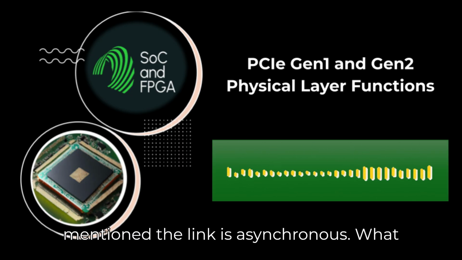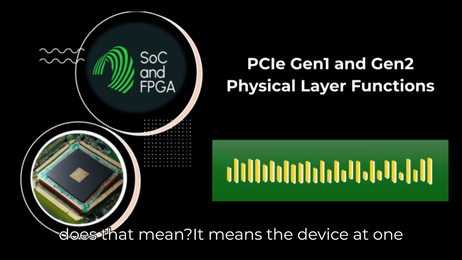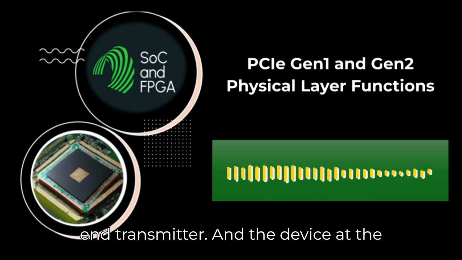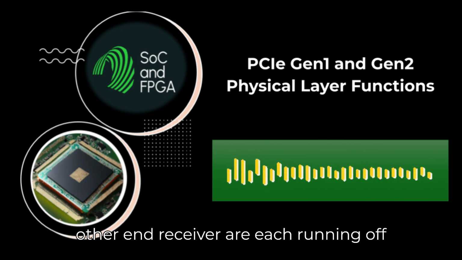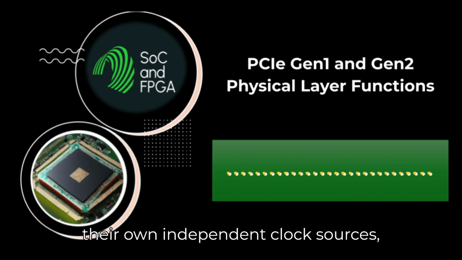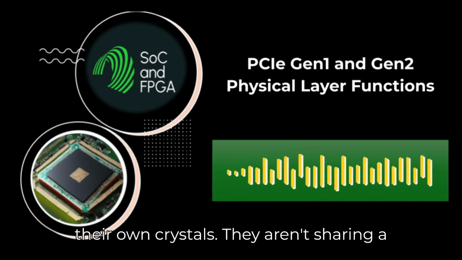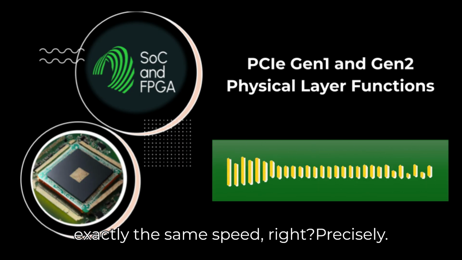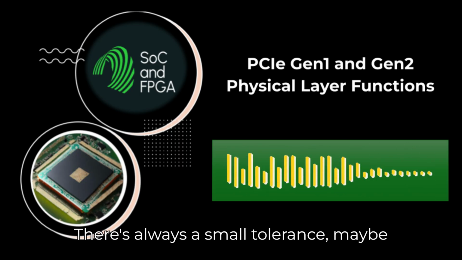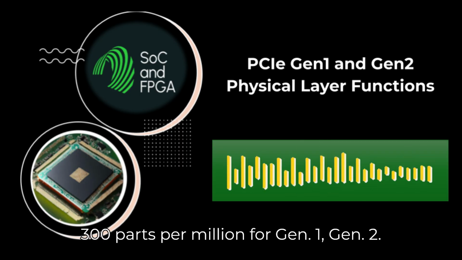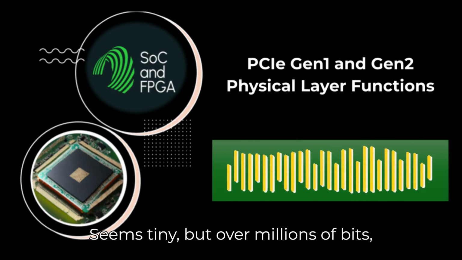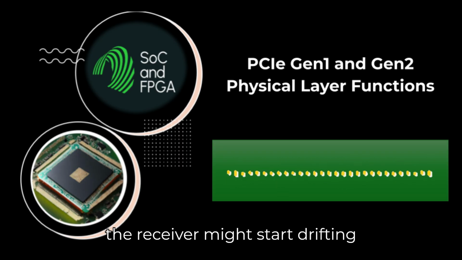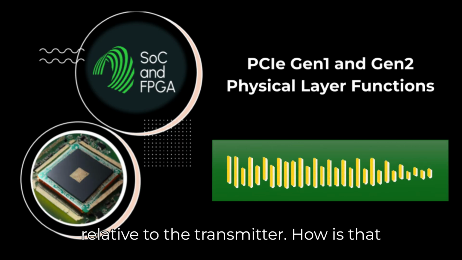Clever. You also mentioned the link is asynchronous. What does that mean? It means the device at one end, the transmitter, and the device at the other end, the receiver, are each running off their own independent clock sources, their own crystals. They aren't sharing a common clock. But their clocks won't be exactly the same speed, right? Precisely. There's always a small tolerance, maybe 300 parts per million for Gen1, Gen2. Seems tiny, but over millions of bits, the receiver might start drifting relative to the transmitter.